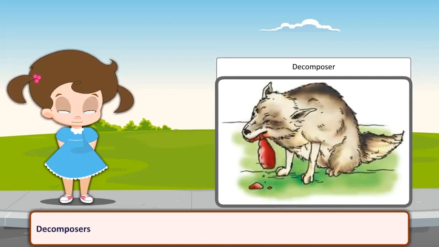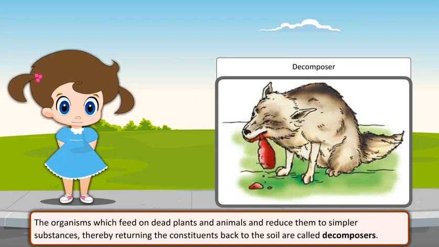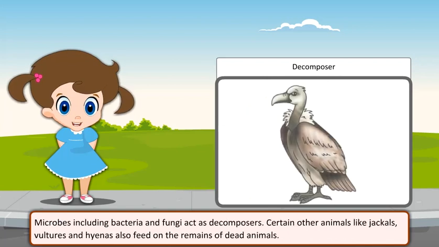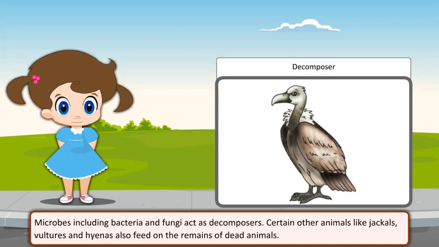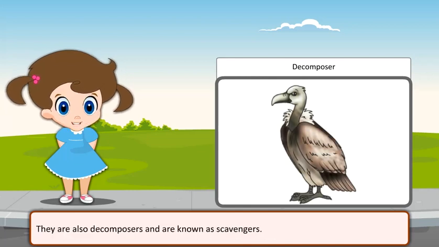Decomposers. The organisms which feed on dead plants and animals and reduce them to simpler substances, thereby returning the constituents back to the soil, are called decomposers. Microbes, including bacteria and fungi, act as decomposers. Certain other animals like jackals, vultures, and hyenas also feed on the remains of dead animals. They are also decomposers and are known as scavengers.